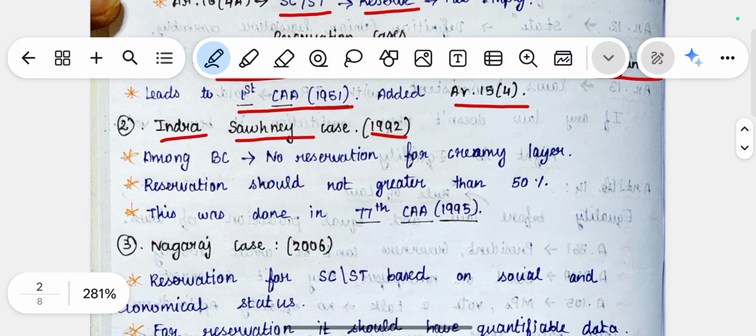It tells that among BCs there should be two categories. One is called creamy layer, the other is called non-creamy layer. As of now, if a person comes from a family whose annual income is more than 8 lakhs, they come under the backward classes creamy layer. If a person's family annual income is less than 8 lakh per annum, they come under the non-creamy layer.